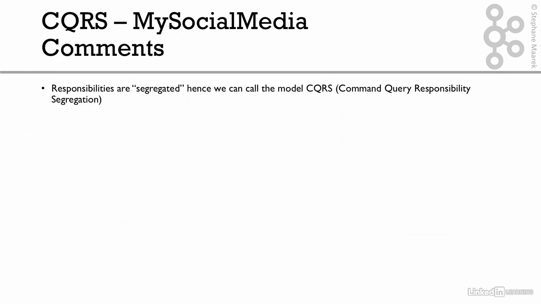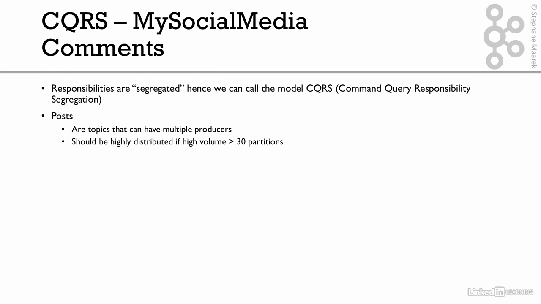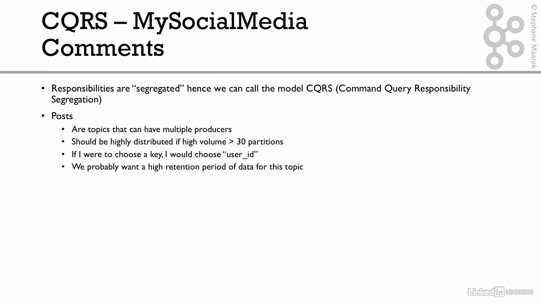Okay? Now, a few comments. This is CQRS in 2 minutes. So this is obviously not enough, but it gives you a small introduction to it. And because the responsibilities are segregated, we can call this CQRS. Now for the post topic, we can see that it can have multiple producers. To me, it should be highly distributed. If I were to choose a key, I would choose user ID because I definitely want to get my posts by user ID in order. And I want to get probably high retention of data for this topic.